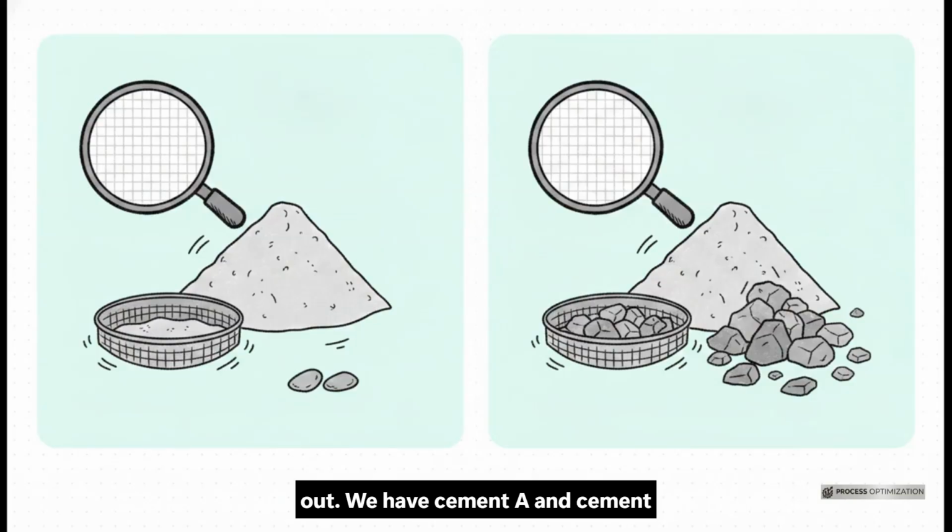Check this out. We have cement A and cement B. Both have hit the exact target Blaine of 3,400. If a plant manager only looked at Blaine, they'd say, great, both of these are identical, perfect batches. But measure the residue at 45 microns. Cement A has 4% coarse particles remaining. Cement B has double that, 8%.